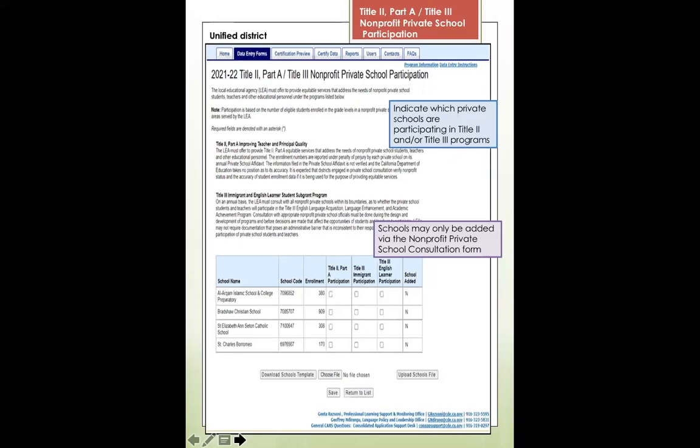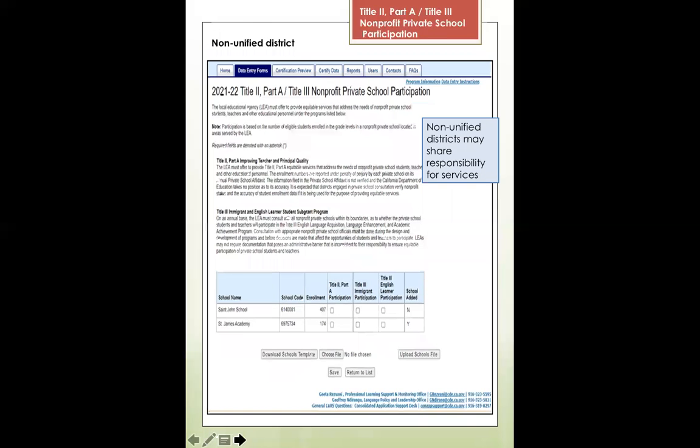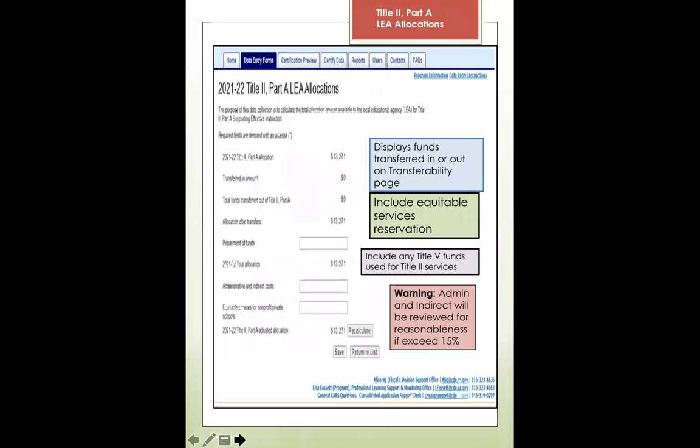You're just indicating which schools participate. And you can add schools, but you have to go back. This is when I said you have to go back to that spring consultation page to add any schools to this page. And the rest, I think, are budgets. The next is Title III, nonprofit.